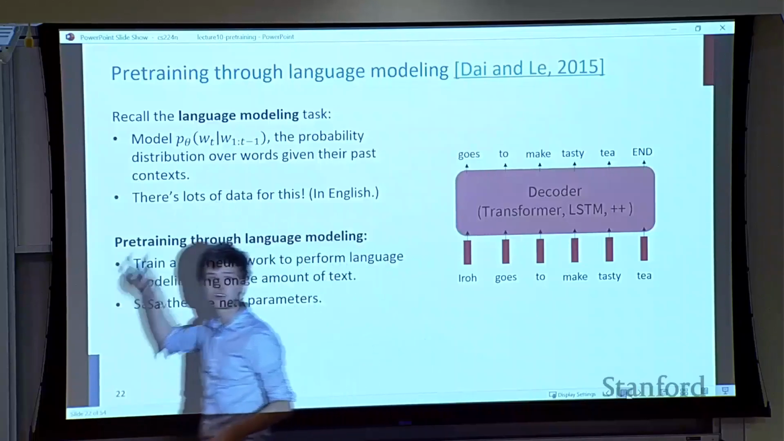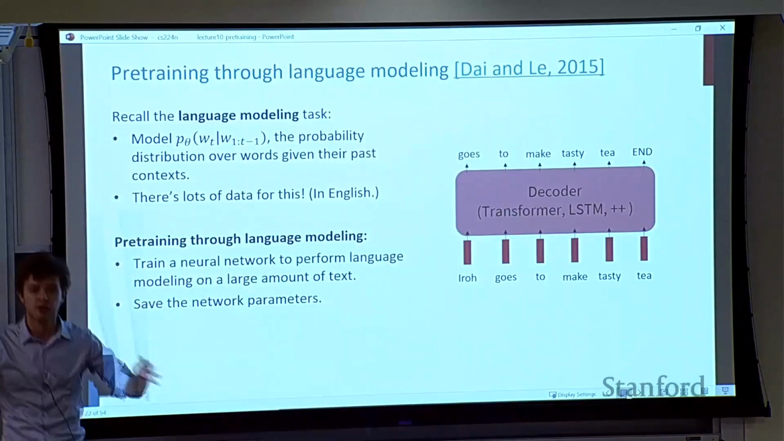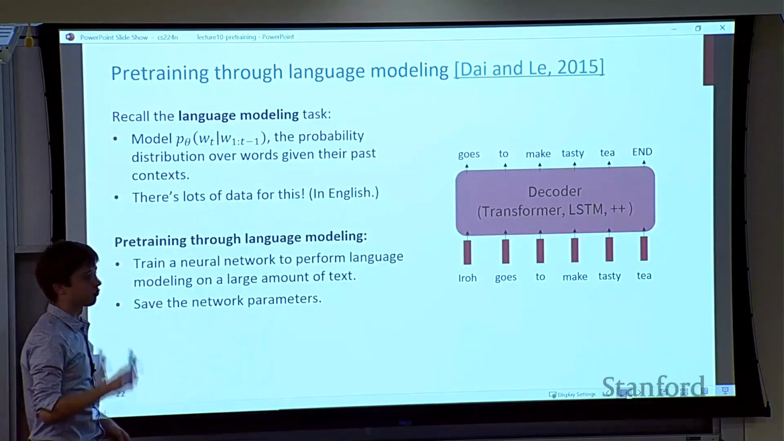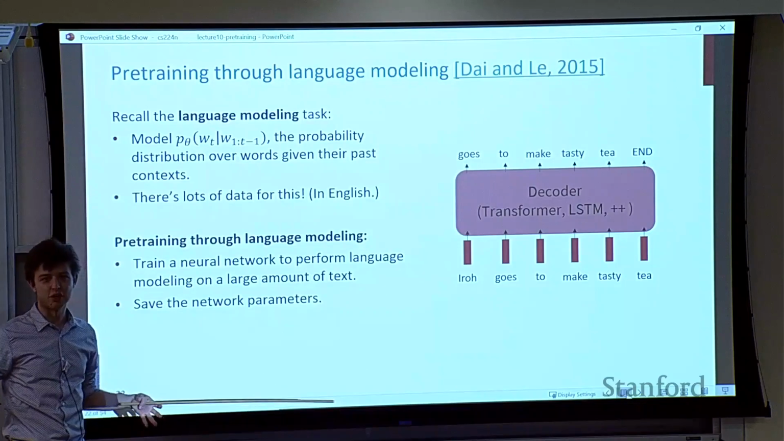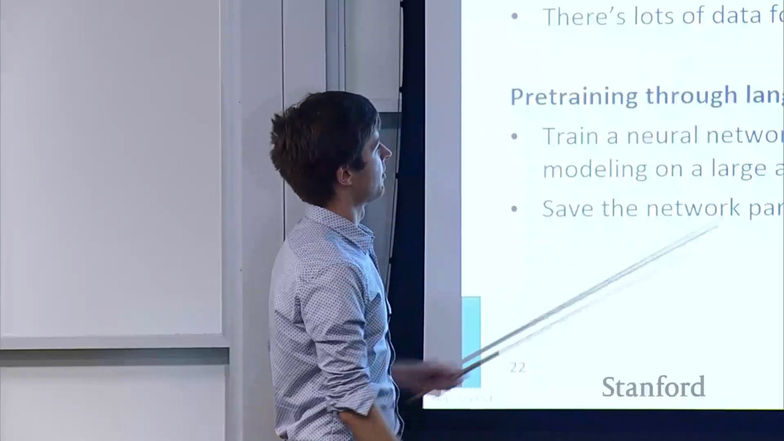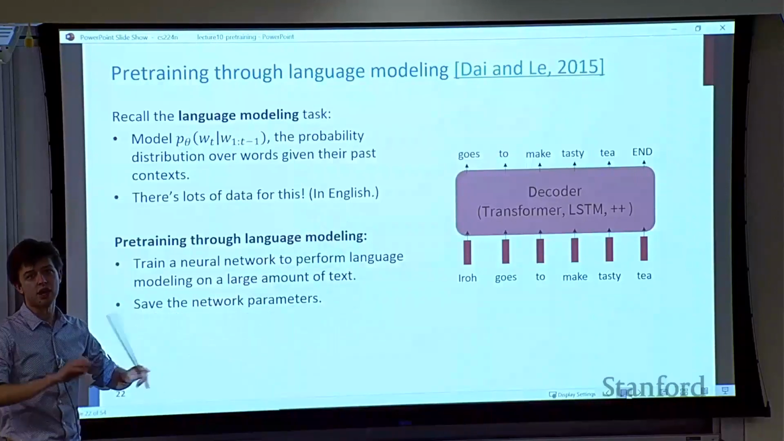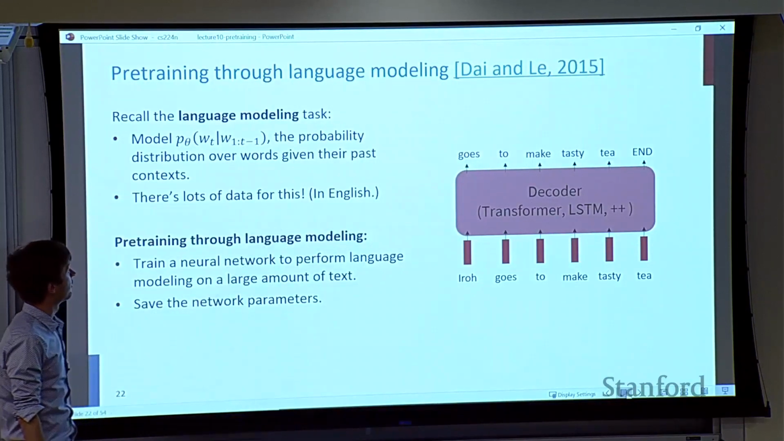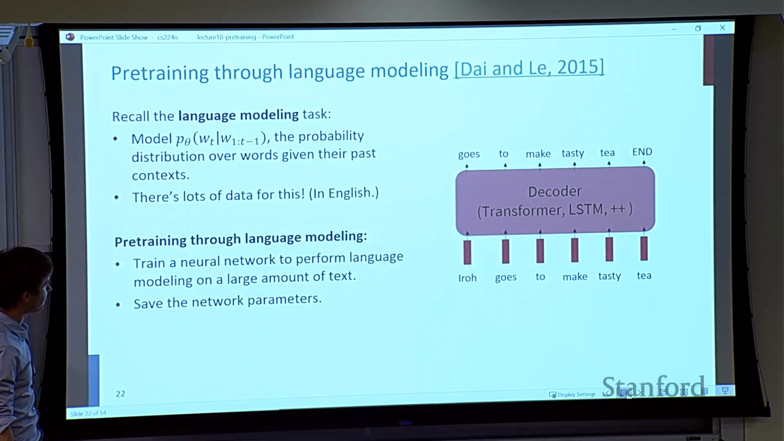So there's a lot of data for this, right? You just have text, and voila, you have language modeling data. It's free. Once you have the text, it's freely available. You don't need to label it. And in English, you have a lot of it. This is not true of every language by any means, but in English, you have a lot of pre-training data.